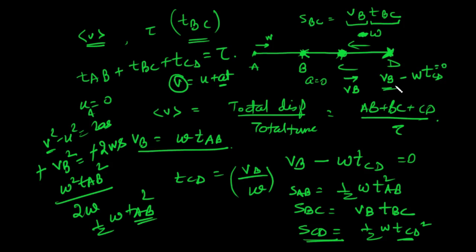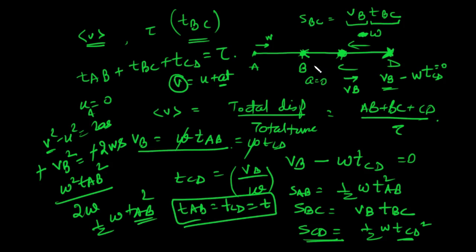What is velocity of B? Equal to W times time of AB. This would be equal to W times time of CD, and W would cancel out. The time taken from AB would be equal to time taken from C to D. Let us assume time taken from A to B equal to time taken from C to D equal to T. So what is the time taken from B to C now?